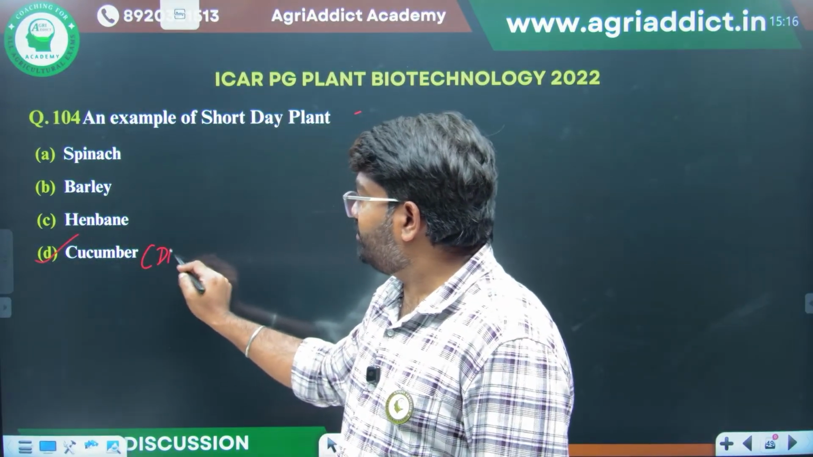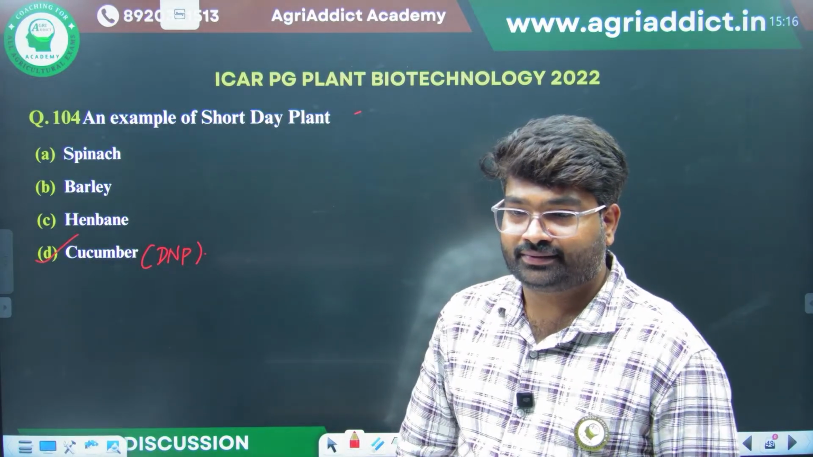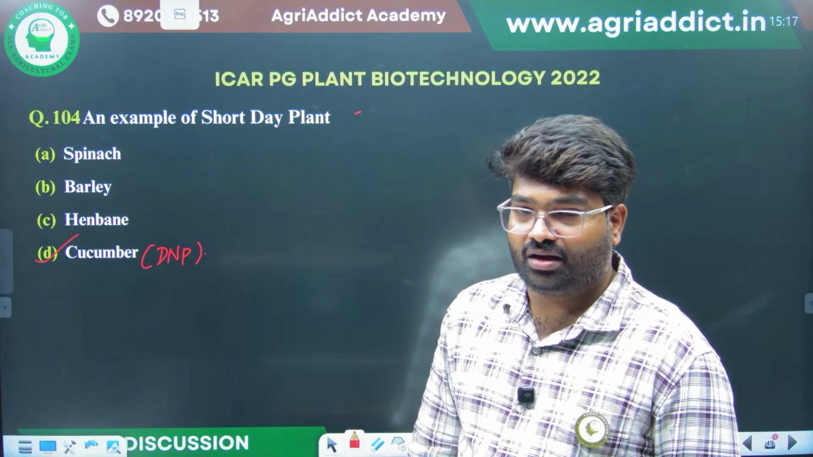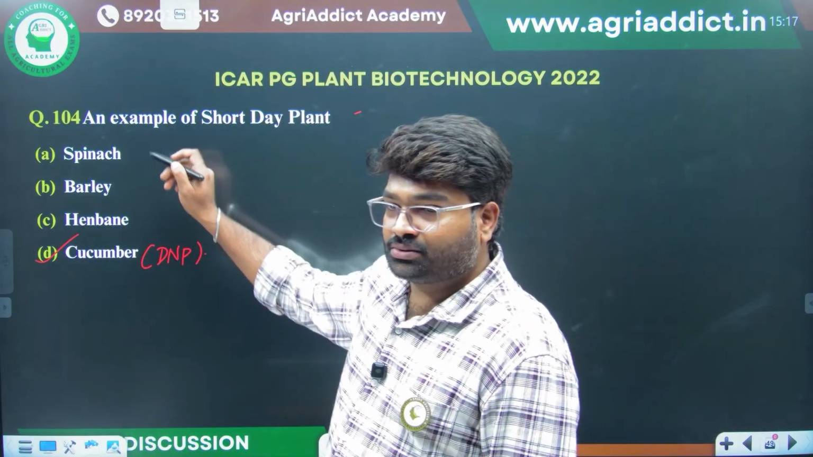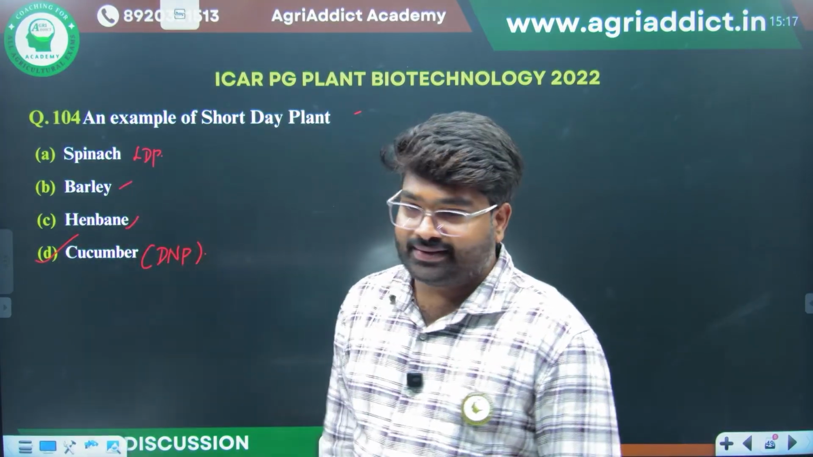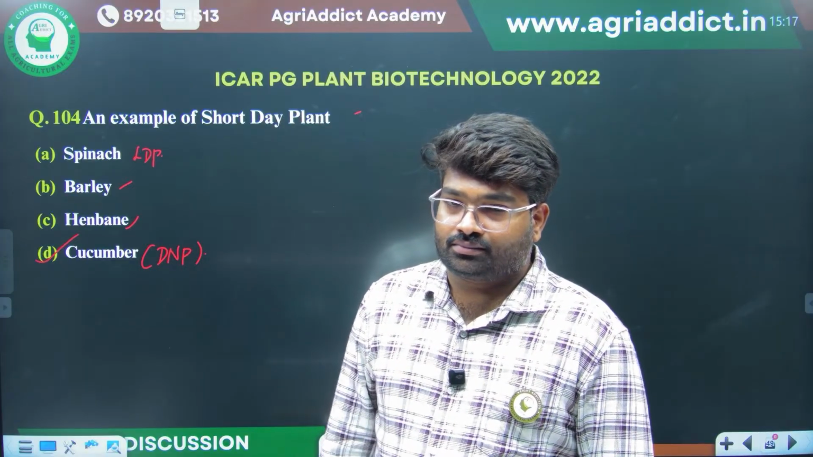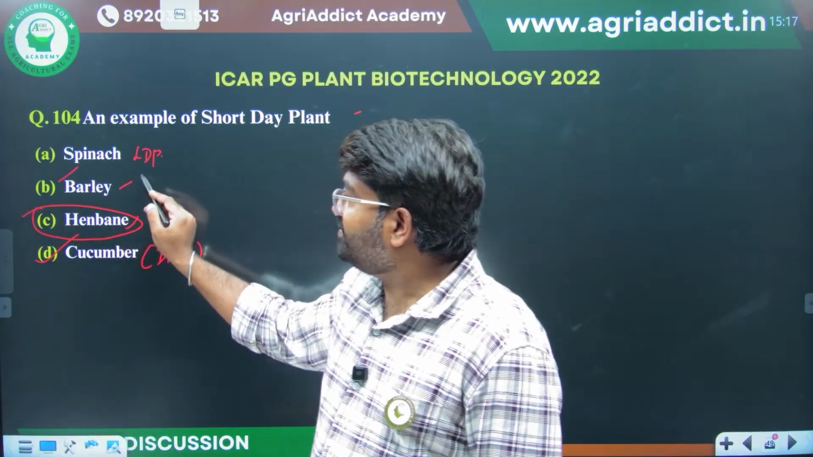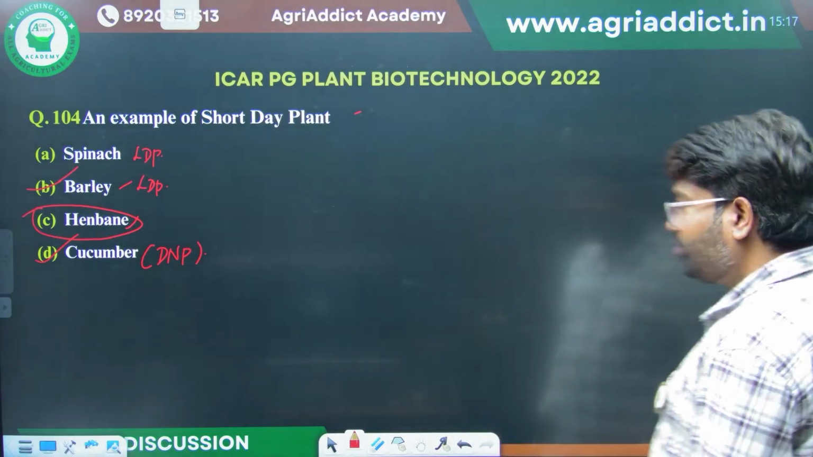Cucumber is a day neutral plant. Is spinach short day or long day? Spinach is a long day plant. Yes, very good. Then henbane and barley. Okay, we have told wrong. Henbane will be the right answer. Barley was a long day plant. I hope this is clear now.